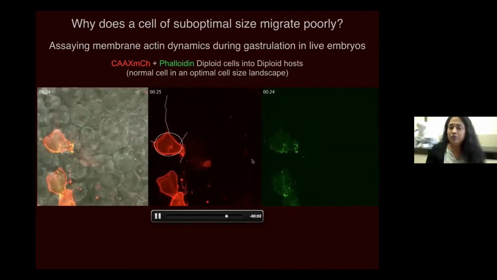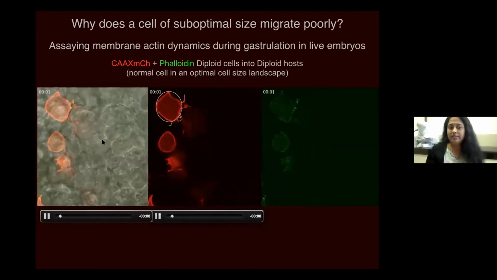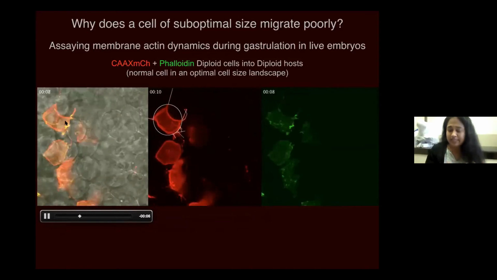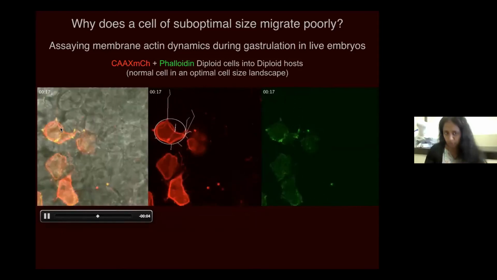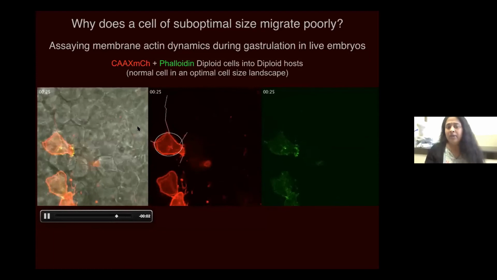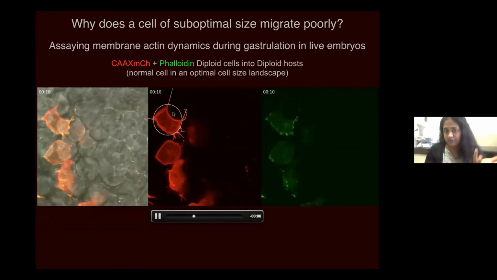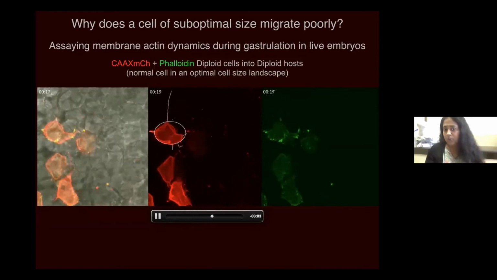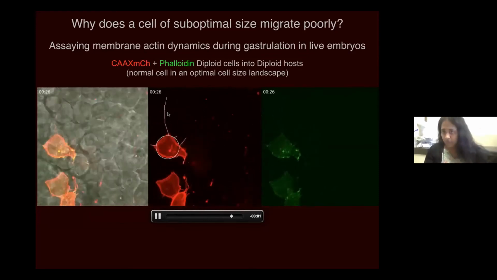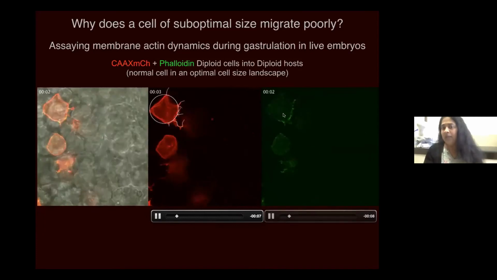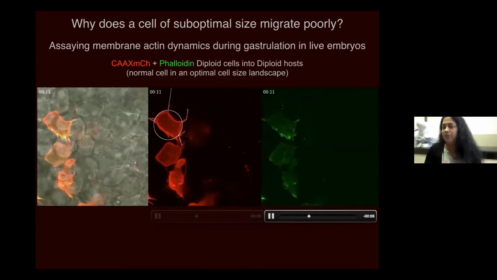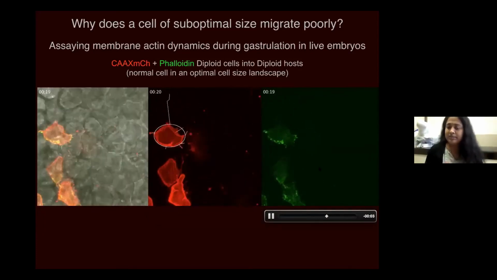So this is what the movies look like. This is a DIC movie where the transplant is shown and it's live and healthy. We can image this for hours. Using the red channel, you can look at the membrane, which tells you where the membrane actually extends. And the green tells you how much of that membrane contains actin. The protrusion contains actin in it.